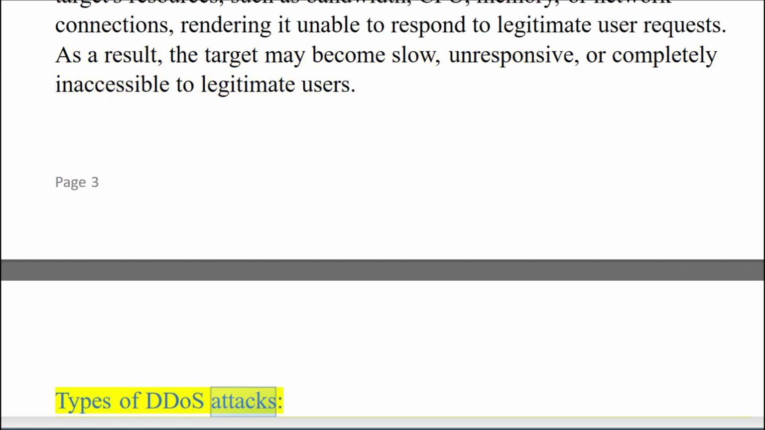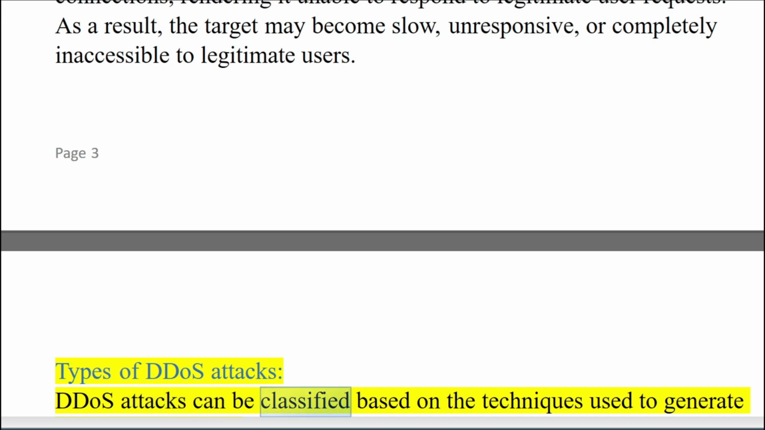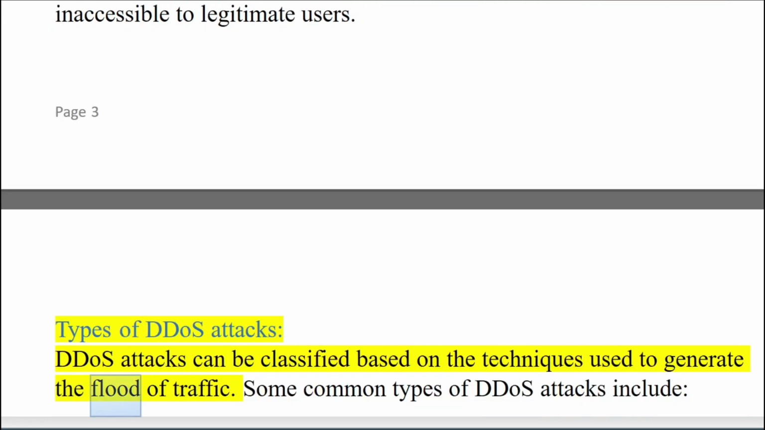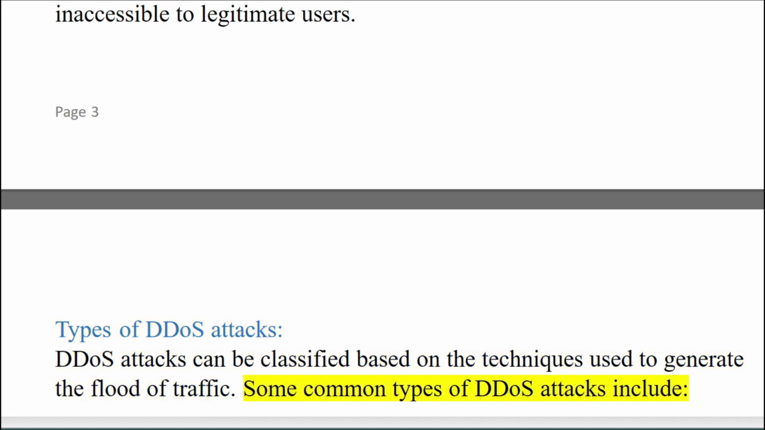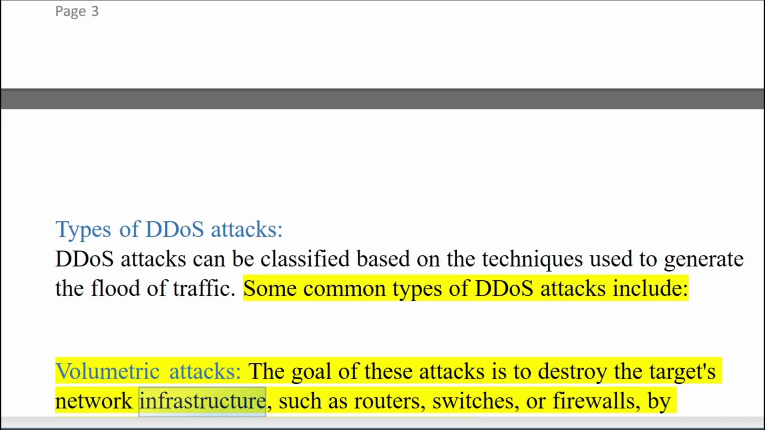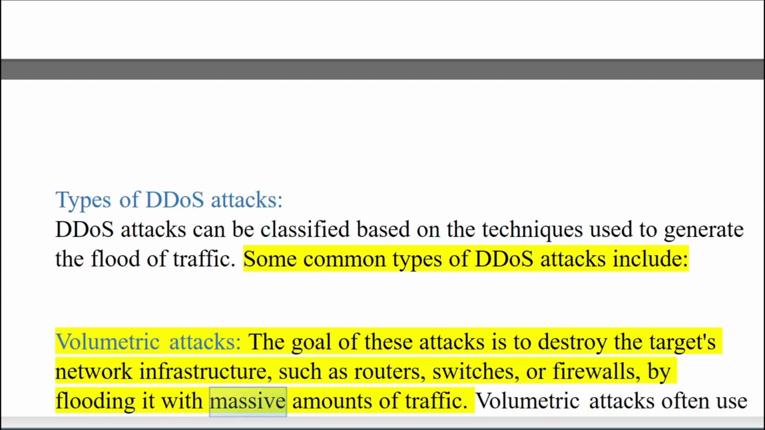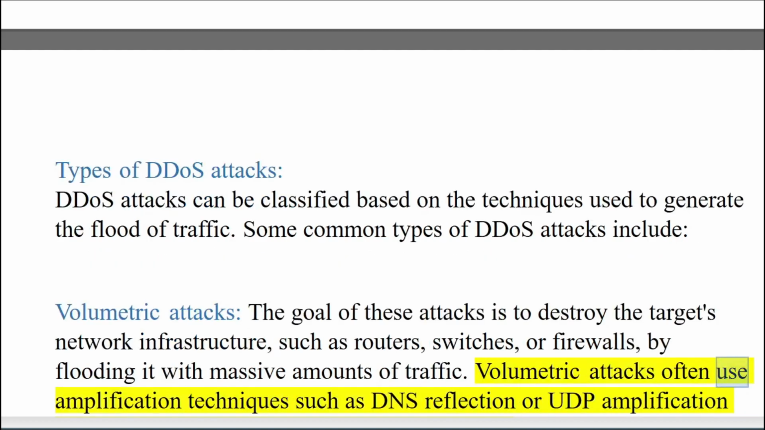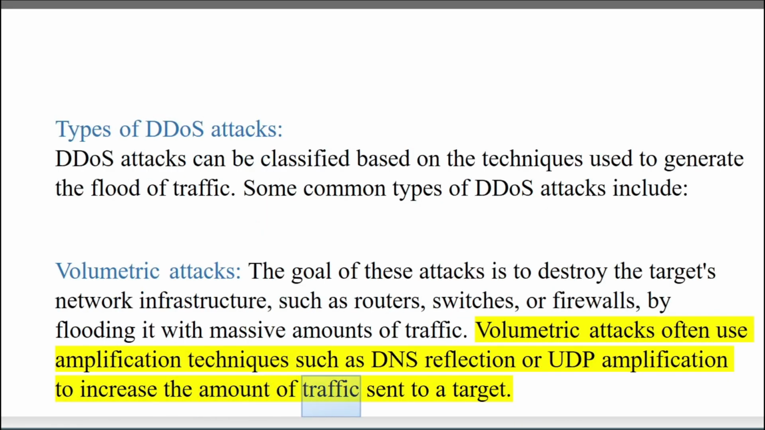Types of DDoS attacks. DDoS attacks can be classified based on the techniques used to generate the flood of traffic. Some common types include volumetric attacks. The goal of these attacks is to saturate the target's network infrastructure, such as routers, switches, or firewalls, by flooding it with massive amounts of traffic. Volumetric attacks often use amplification techniques such as DNS reflection or UDP amplification to increase the amount of traffic sent to a target.